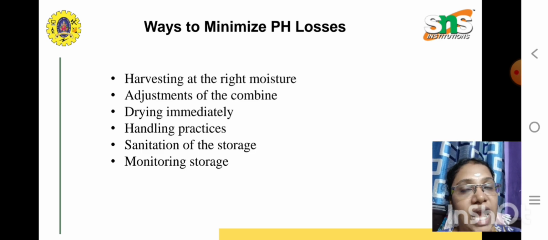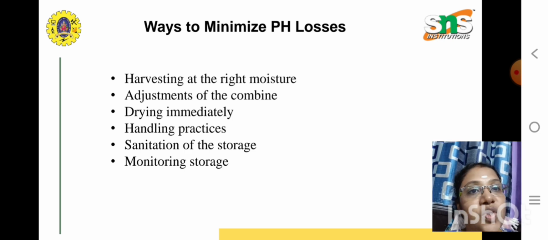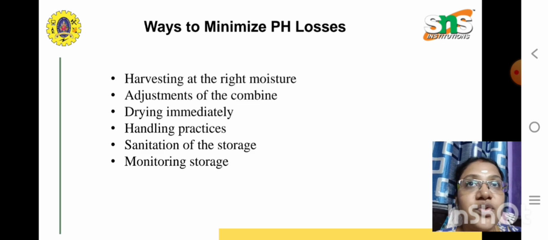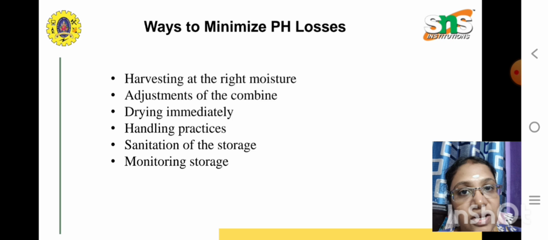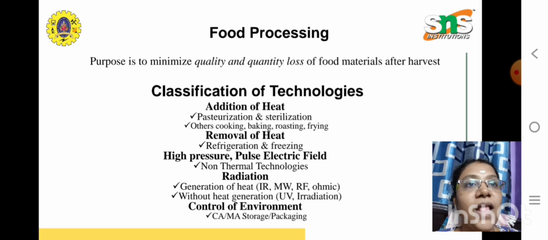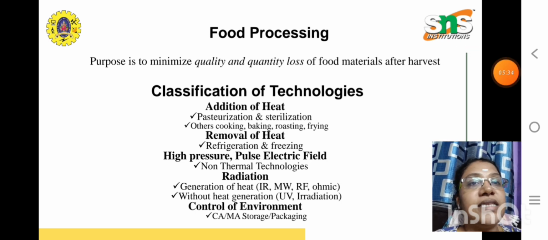Then the practice of handling that we adopt to prepare the crop for the post harvest operations. Then storage practices, obviously we have to maintain a hygienic surrounding, or we have to look for proper sanitation where the crop is stored. Then obviously we have to monitor the storage at regular intervals, whether the moisture content is maintained at a safe storage level. And then, these are the different techniques that are used for the processing of any type of food.